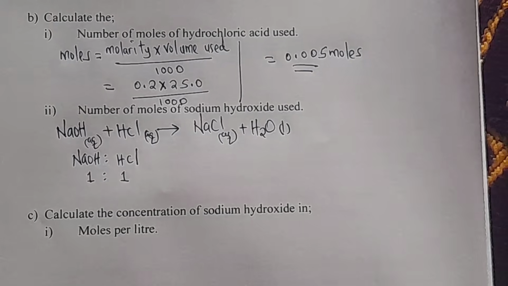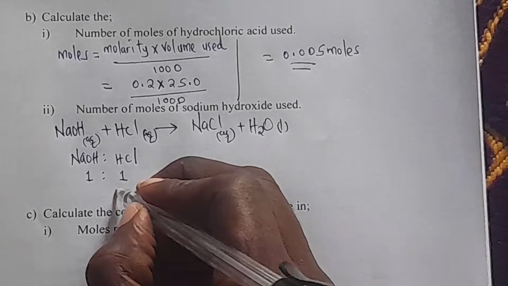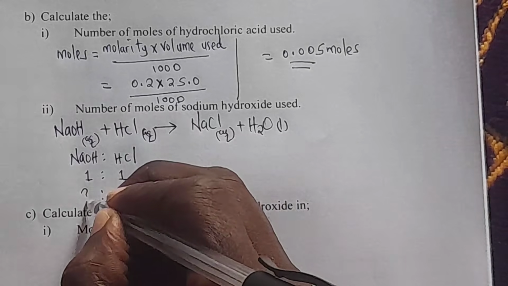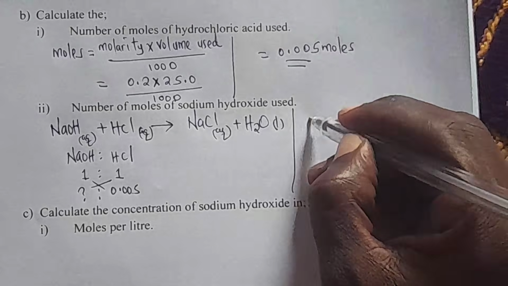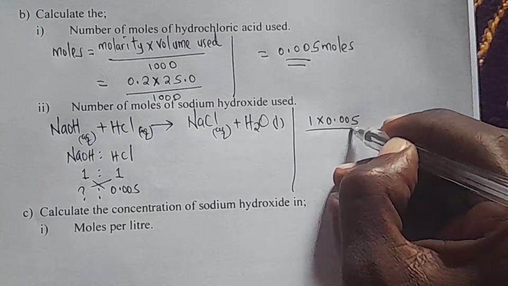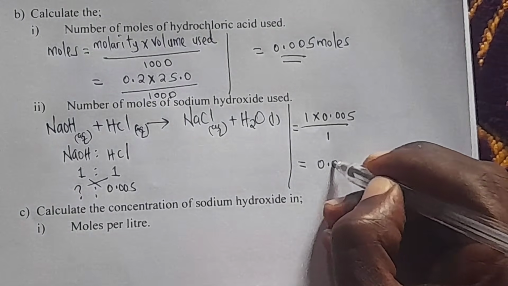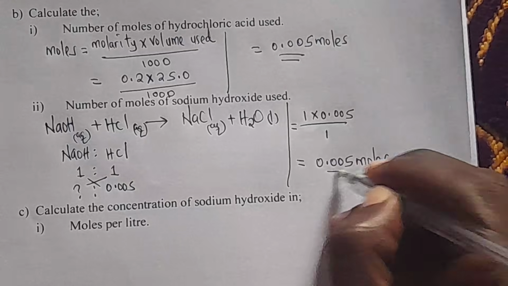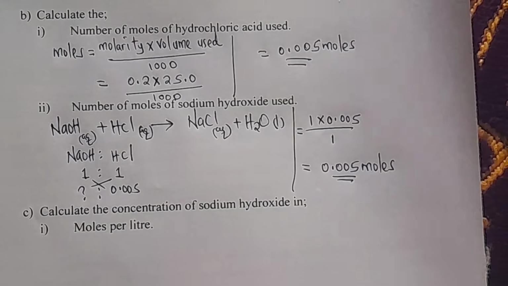So we know the number of moles of hydrochloric acid, it's 0.005 moles. If we know this, what about the number of moles of sodium hydroxide? We can cross multiply. So there we get 1 times 0.005 divided by 1. This will still be 0.005 moles of sodium hydroxide. That will be the number of moles of the sodium hydroxide used.